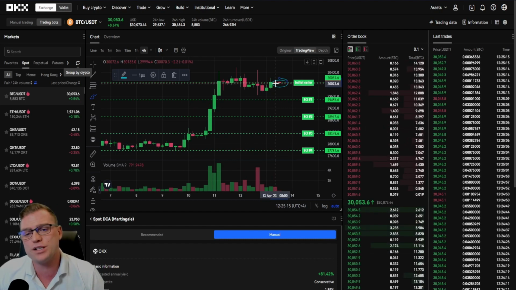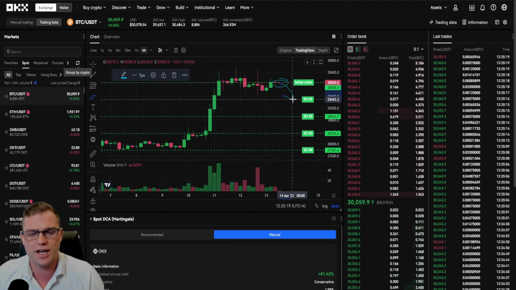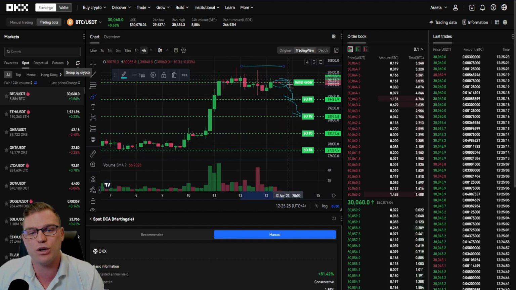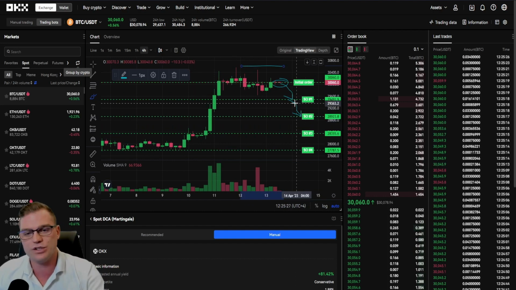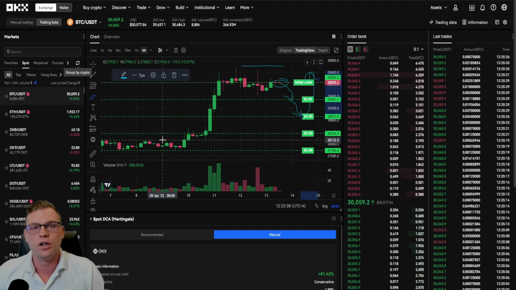Now, if the price is going to fall down onto this safety order, it is going to purchase again. If it falls again, it's going to purchase again. And at your take profit, or the settings of this take profit, it will take all of these dollar cost averaging. So as the price is falling, it'll take all the profits at your profit target.